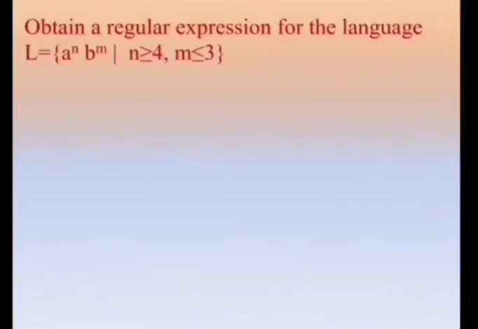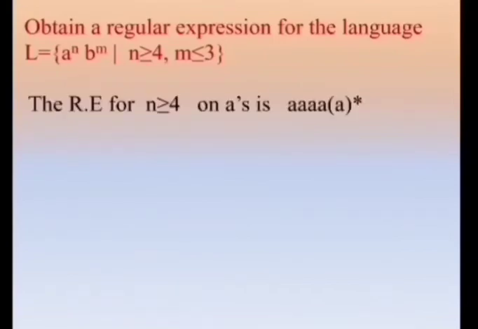Obtain a regular expression for the language L equals A to the power n, B to the power m, where n is greater than or equal to 4 and m is less than or equal to 3. This means the language consists of strings of A's and B's, where A's are followed by B's, the number of A's should be greater than or equal to 4 and the number of B's should be less than or equal to 3.